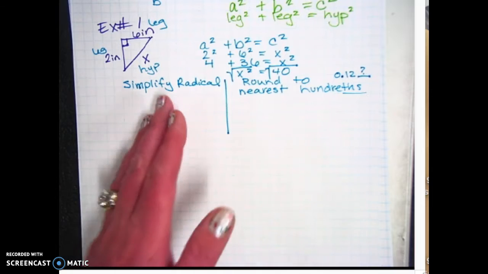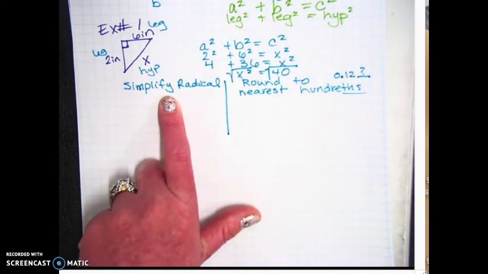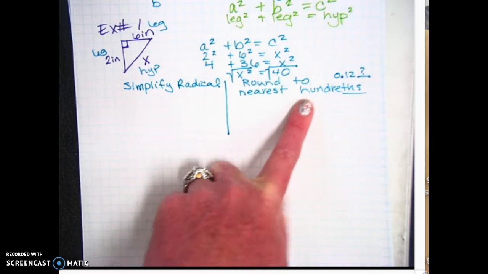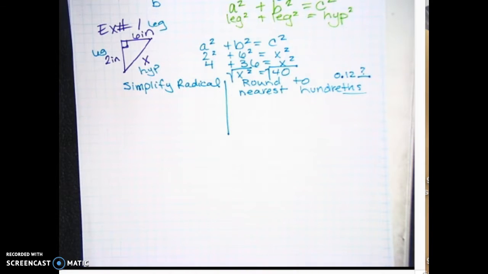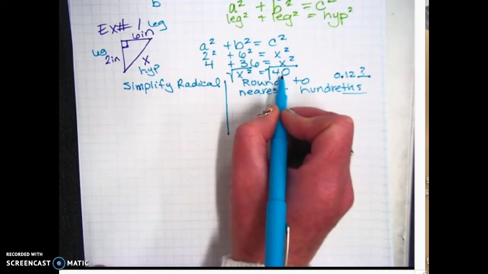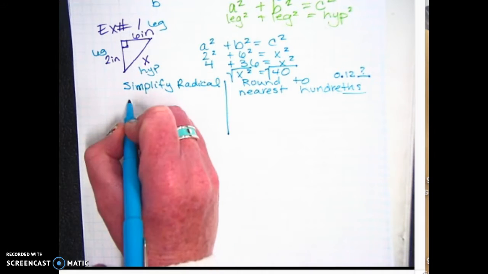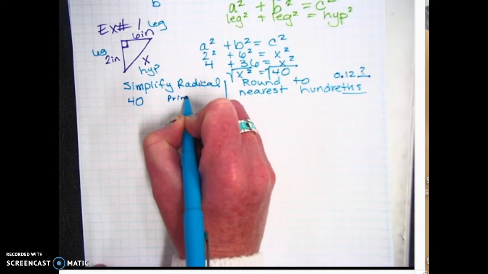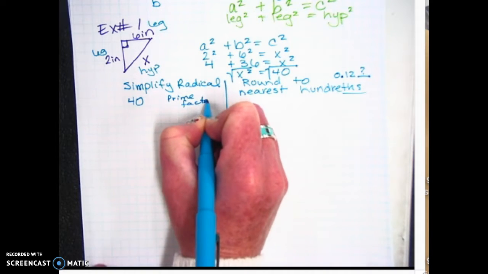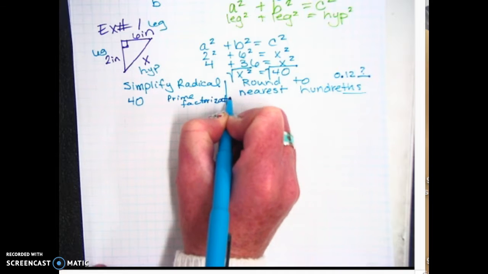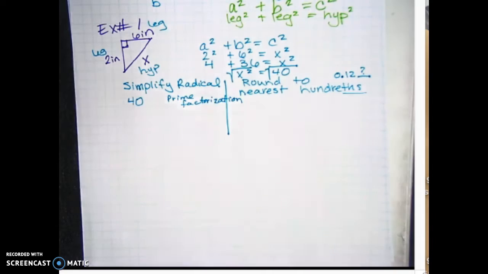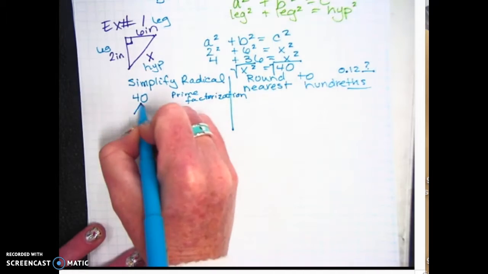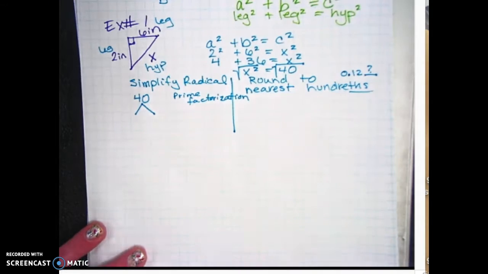All right, so we're going to do both. We're going to simplify the radical of the square root of 40, and then we're going to round to the hundredths using a calculator. So you're going to take the 40 that's under the radical, and you're going to do what's called the prime factorization. This is where you do the little tree, or some of you are really good at looking for perfect square factors. It just depends how good you are with multiplying.